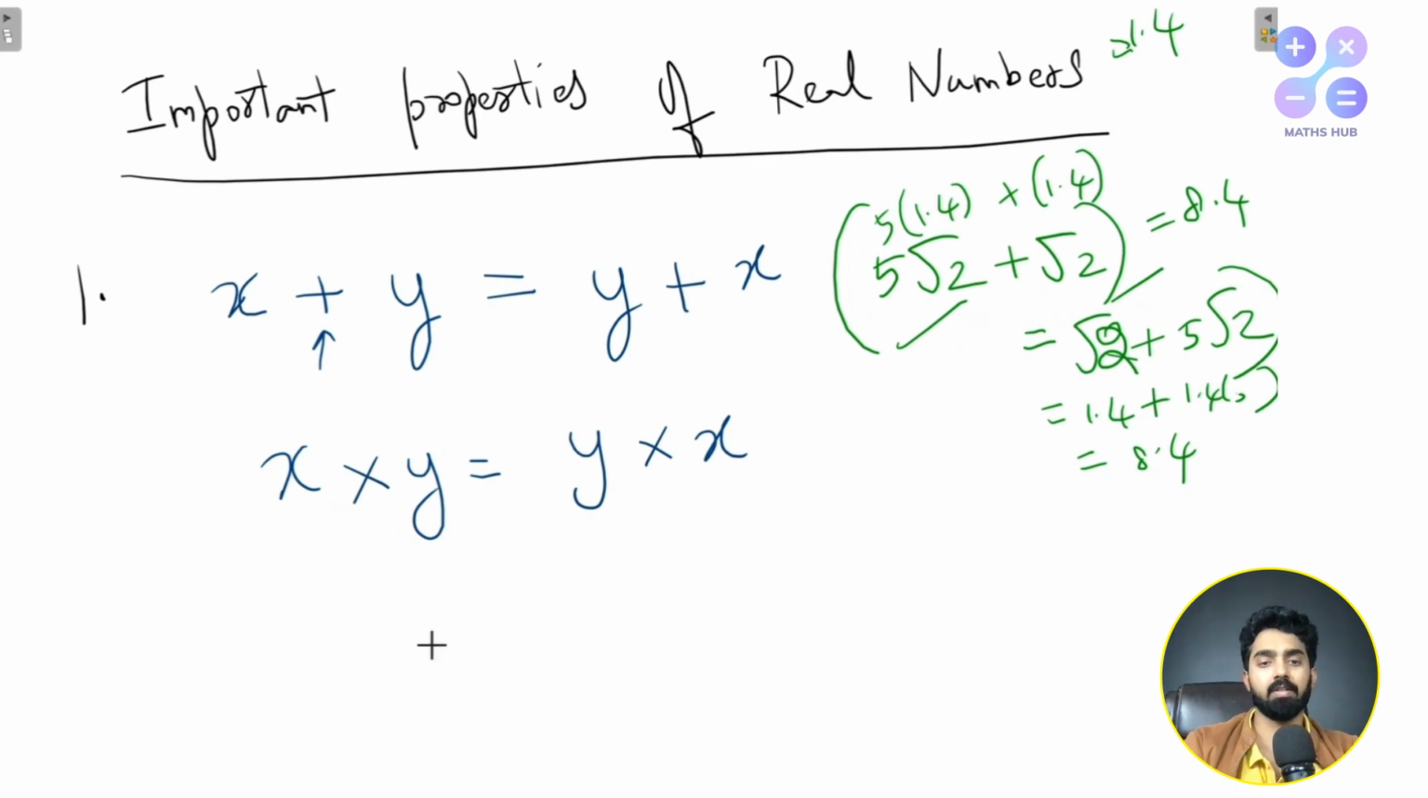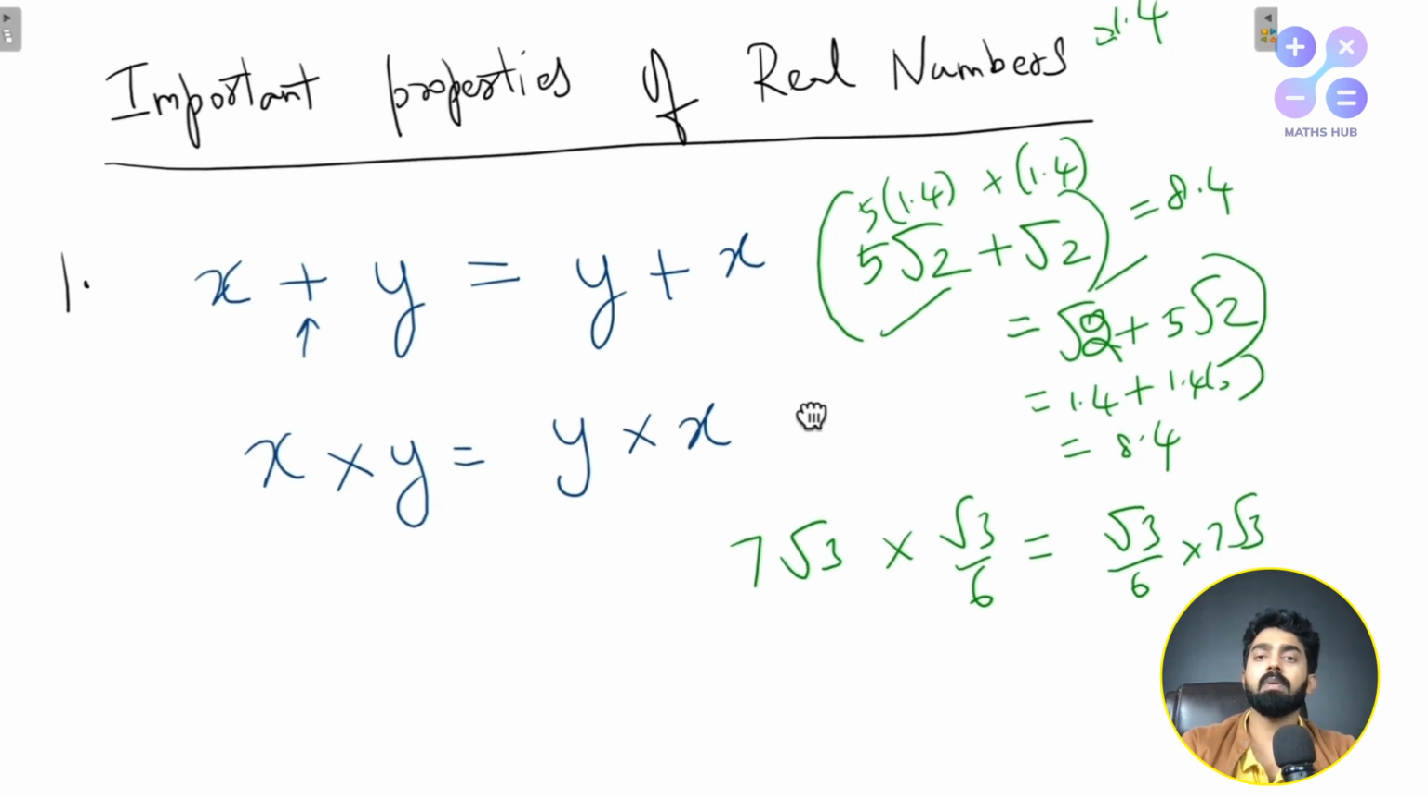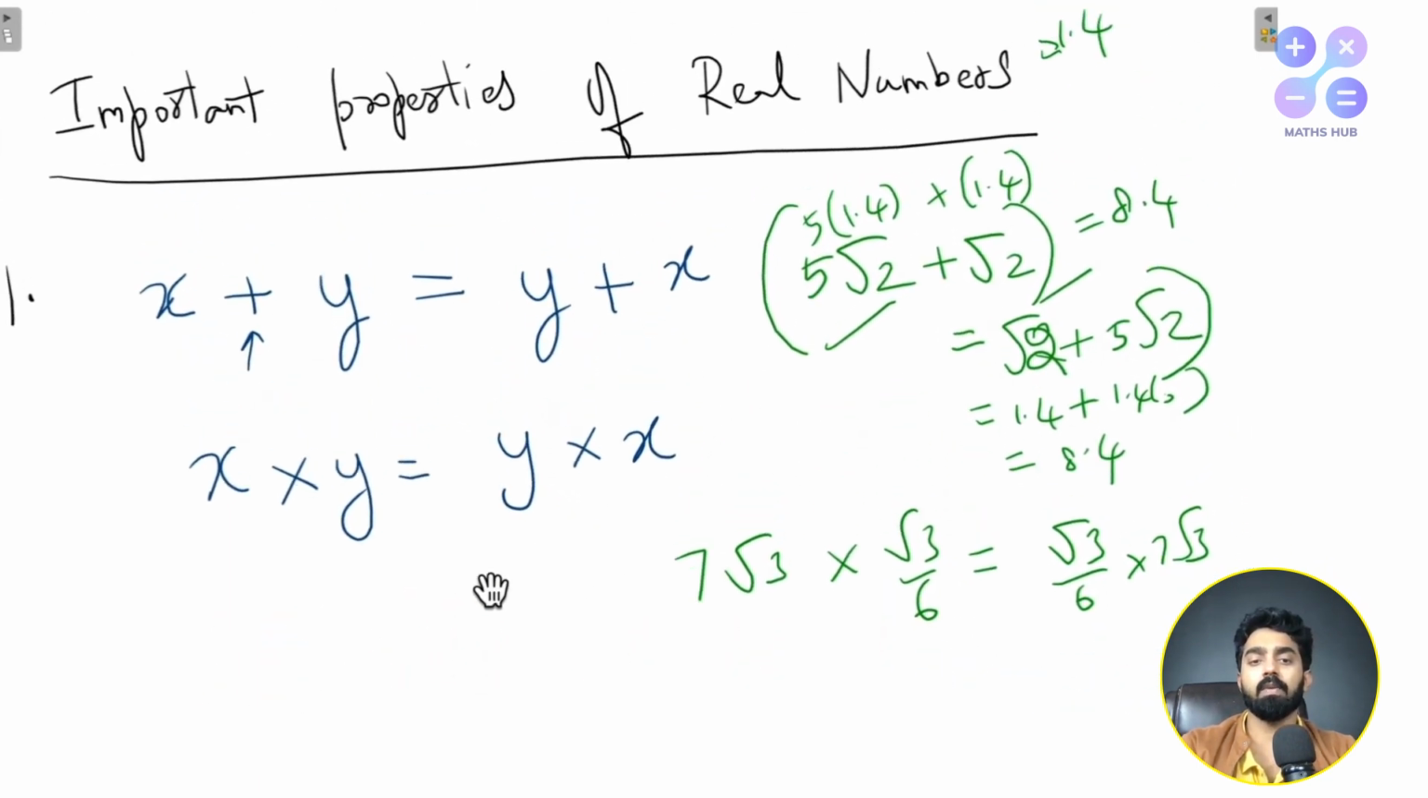So even in the case of multiplication, if you take an example, let's say 7 root 3 multiplied by 1 by 6, or we can just take two numbers, multiplied by root 3 by 6, that would be the same as root 3 by 6 multiplied by 7 root 3. So real numbers give you the flexibility of moving around without having to worry about which number lies where.